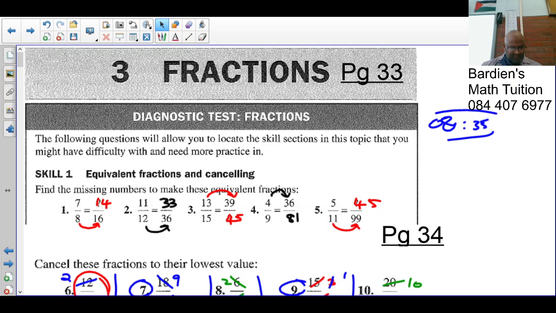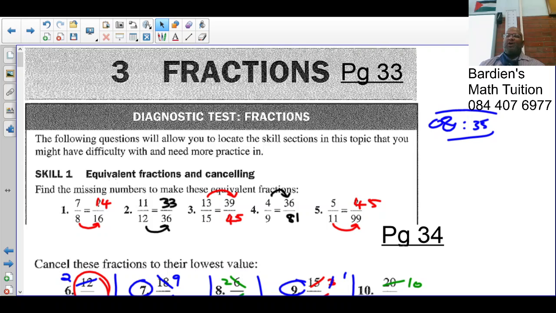Number 5, 8 over 11. Number 7, 7 over 6, so 1 and 1 over 6. Number 9, 6 over 5, or 1 and 1 over 5. And number 11 is 6 over 7. Any problems there? Who's having problems with skill 5? Nobody. Let's look at skill 6.